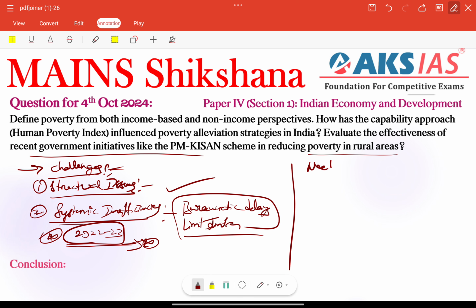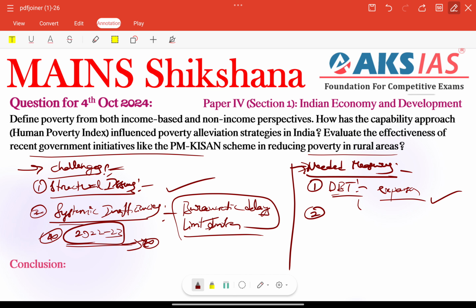Next, coming to needed measures, here we need to provide some solutions for the problems and challenges. Here we need to strengthen our direct benefit transfer, focusing on the expansion of DBTs in rural areas. It can improve the efficiency of poverty alleviation schemes like PM Kisan by eliminating middlemen and reducing corruption. Regarding DBT, we have JAM, the Jan Dhan, Aadhaar and Mobile trinity, which has been instrumental in improving the reach and efficiency of DBT.